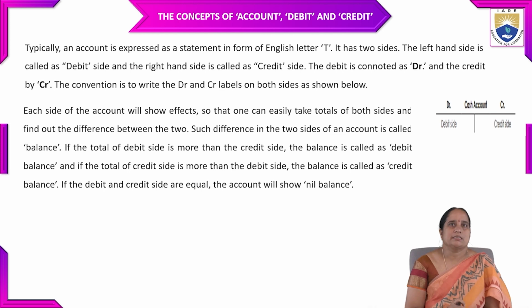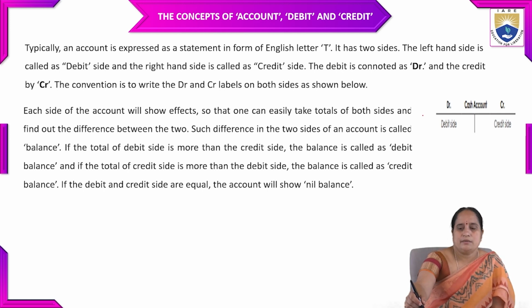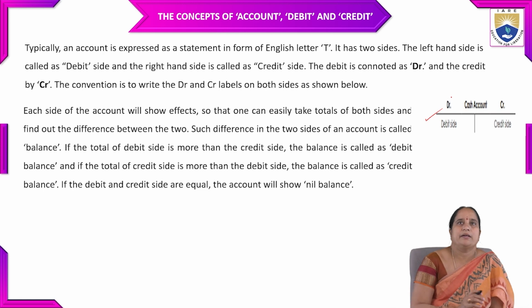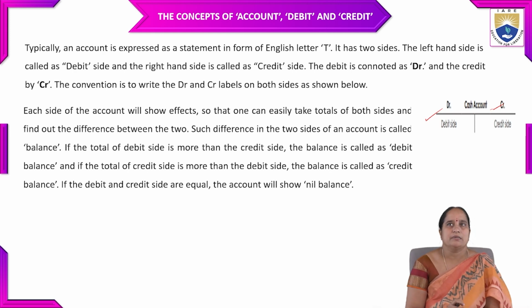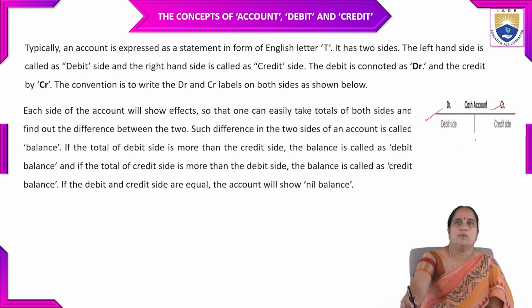Typically, an account is expressed as a statement in the form of the English letter T. It has two sides, the left hand side, the debit side, and the right hand side, the credit side. The debit side is denoted as DR and the credit side is denoted by CR. The convention is to write the debit or credit labels on both sides as shown below.